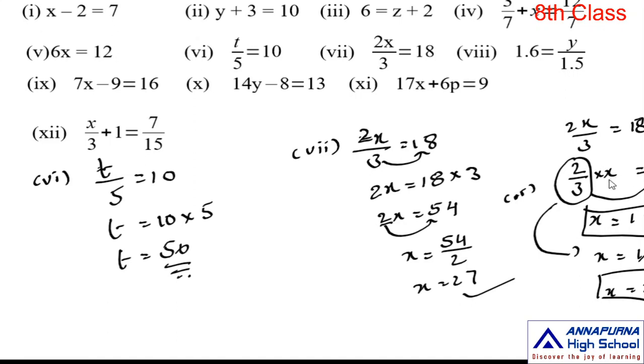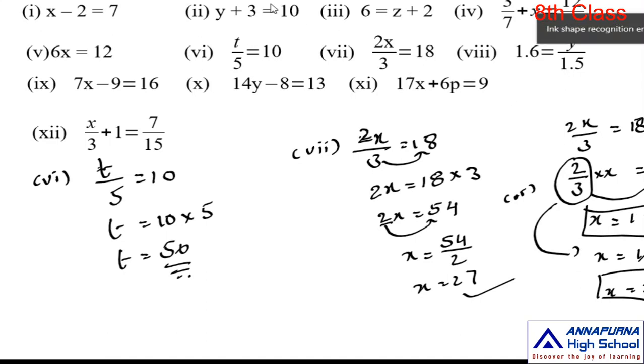Directly you can do it like this also, but the internal process is that 2 by 3 is multiplied by x, and when you transpose it to the right side, it divides. So when you divide a number by a p by q form, a rational number, you must write its reciprocal. Okay, so this is another way. You can follow any one method, no problem.